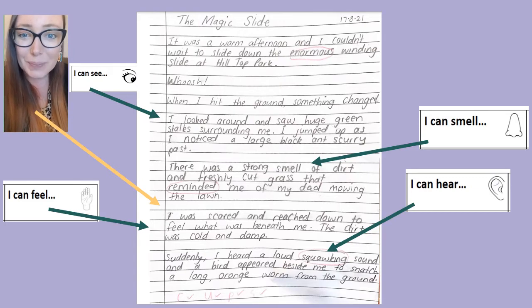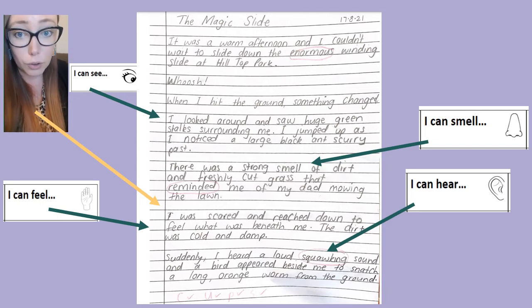And once I finished, I went back and I thought about my CUPS. Capital letters. Do I have them all? Yes, I do. Understanding. Does it all make sense? I read my sentences just to check. Punctuation. Do I have full stops? Oh, I've even got an exclamation mark in there. And then spelling. If I'm not sure about a word, I'm circling it so that my teacher knows I've had to think about it and I'm not too sure.